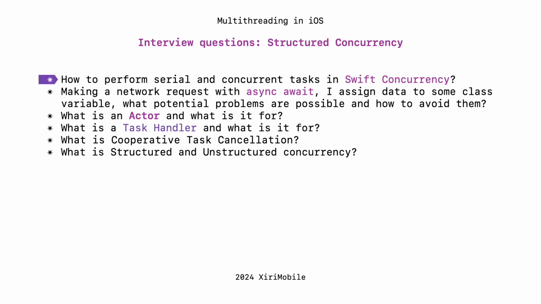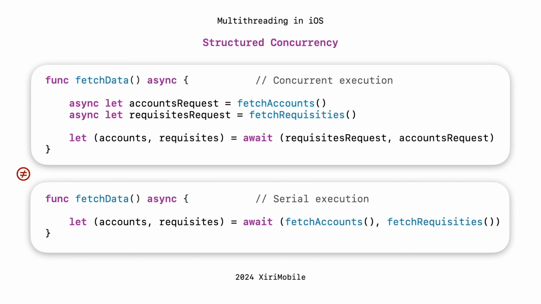We are working with Swift Concurrency actively, and we asked about it at interviews. The first question, how to perform serial and concurrent tasks in Swift Concurrency, is easy to answer, and I gave a code example with serial and concurrent tasks earlier in this presentation. This screenshot has already been shown. To obtain a concurrent execution, we need to use async-let binding. Without it, requests will be called sequentially.